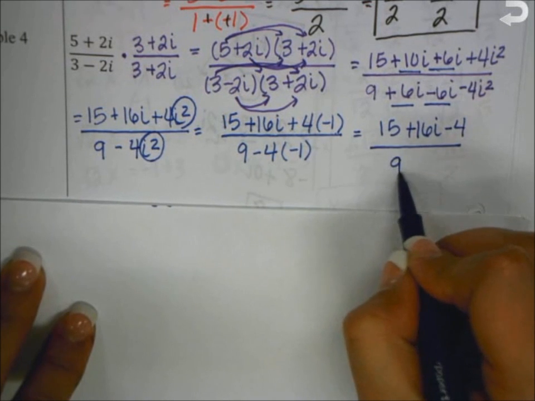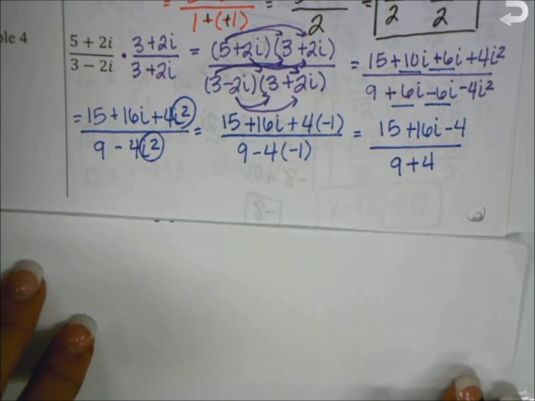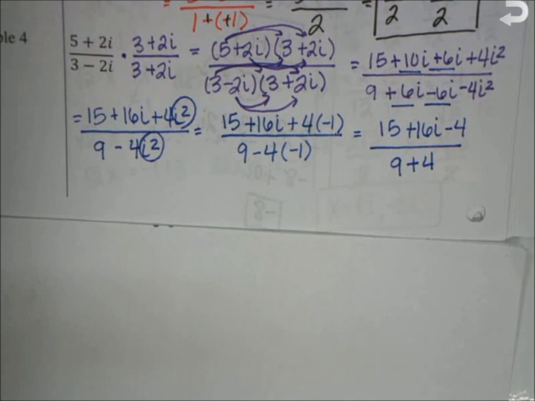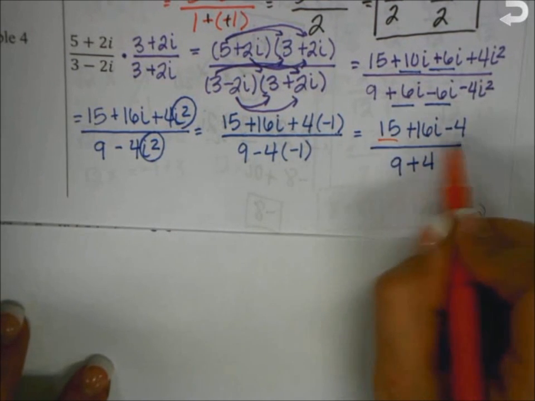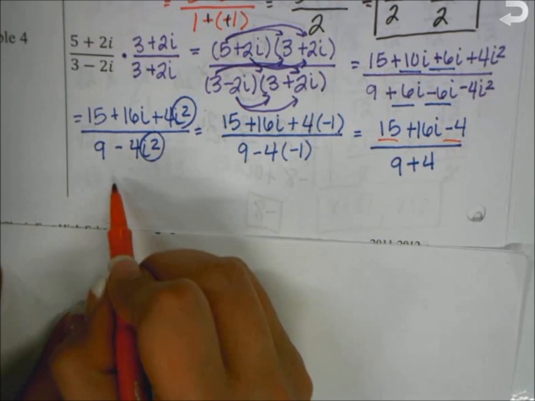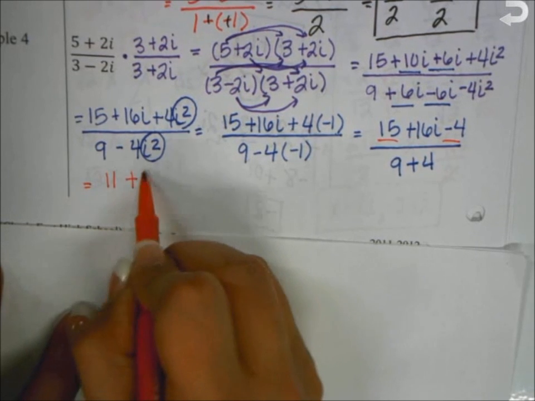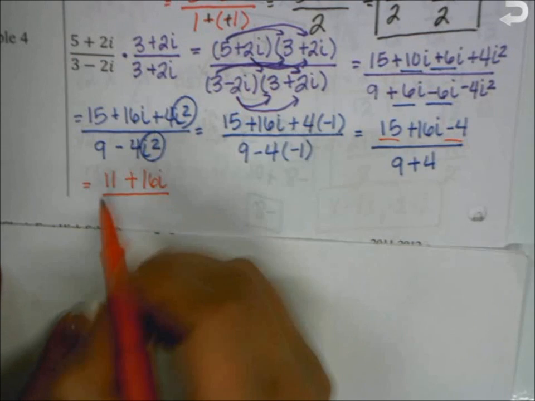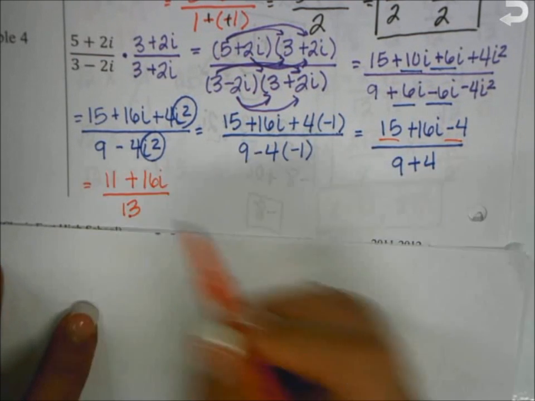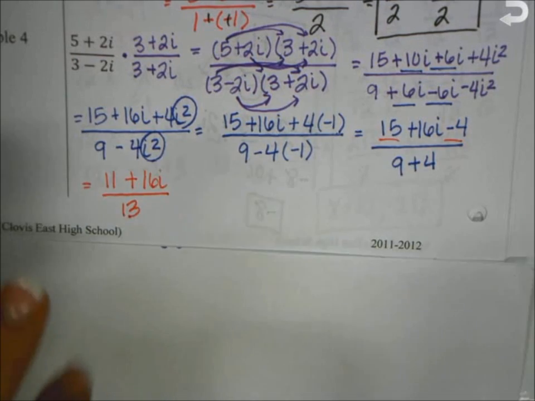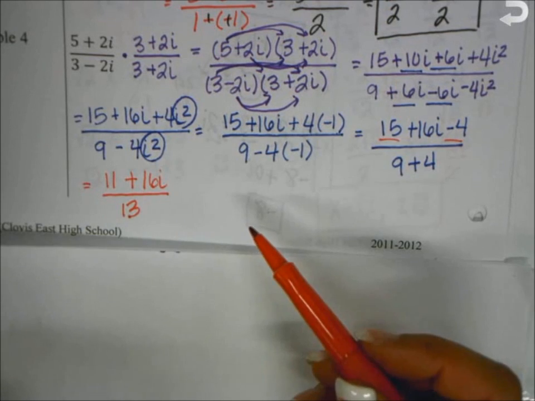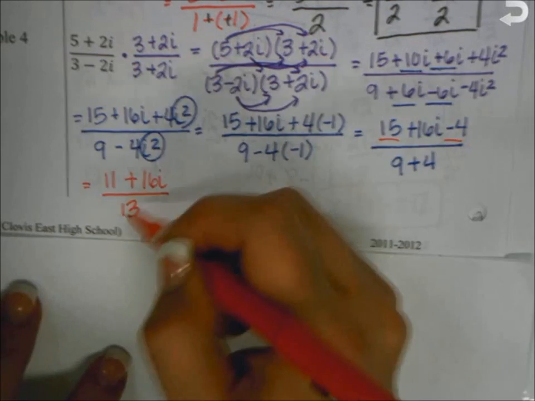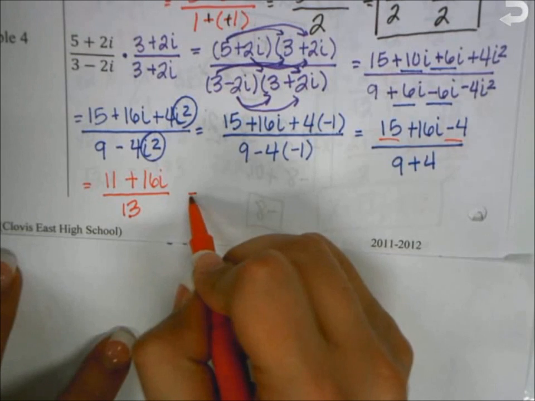And we can combine like terms again. We have 15 minus 4, which gives me positive 11 plus 16i. All of that over 9 plus 4? 13. Okay, quick question. Is this in standard form? No, we need to break up that denominator. So we're going to break it up, and we get 11 over 13 plus 16i over 13. And this would be my answer.